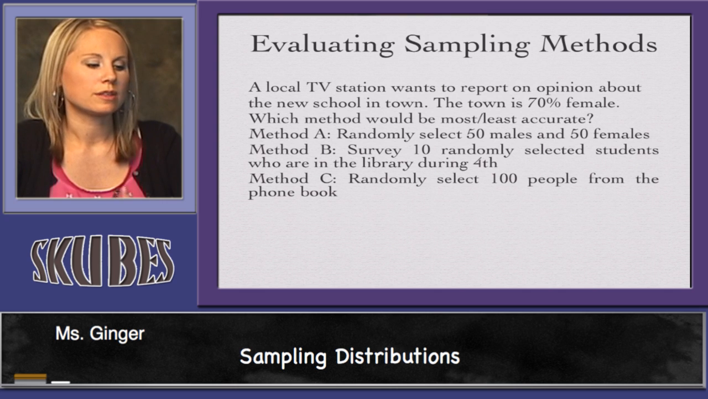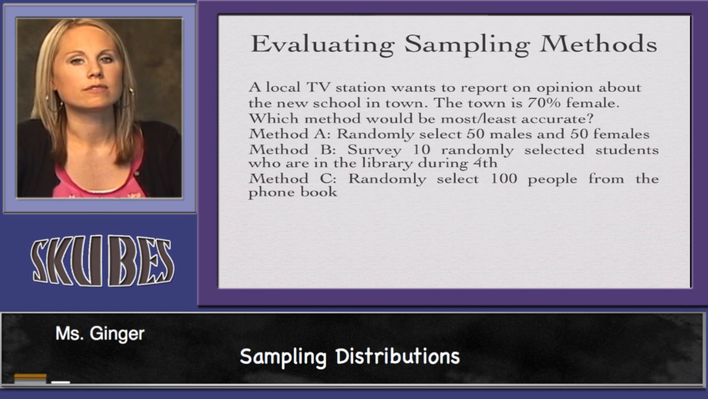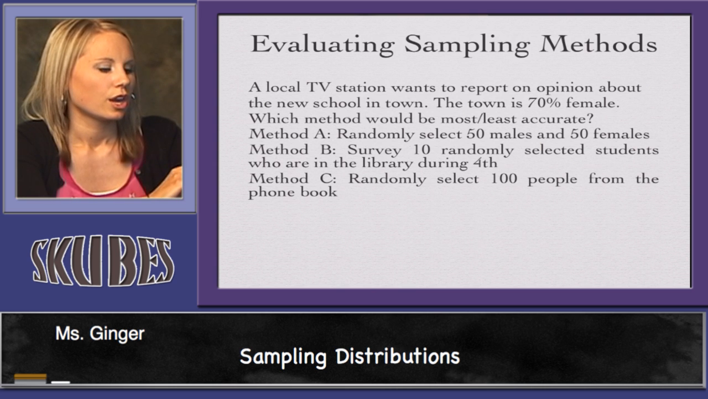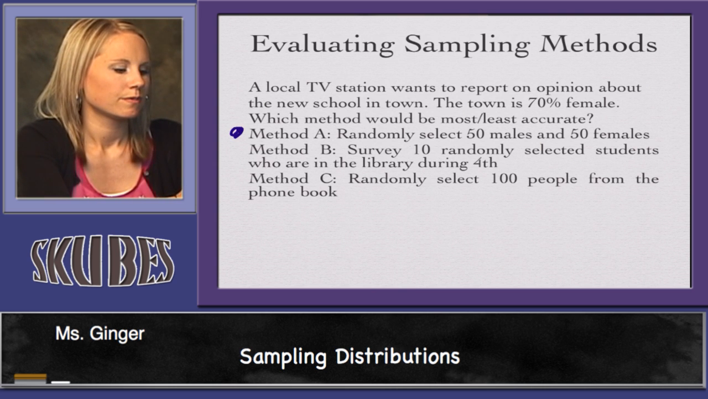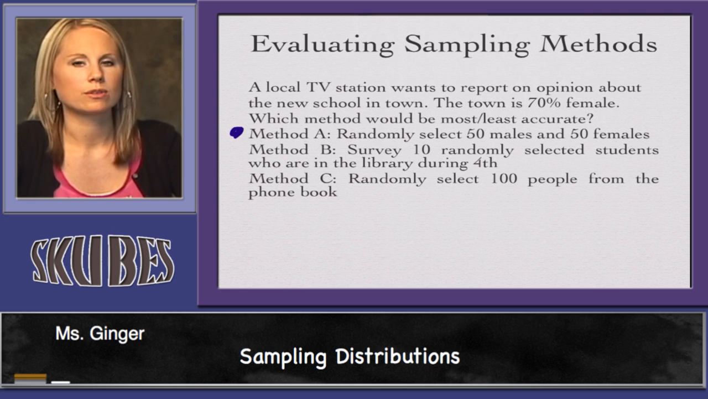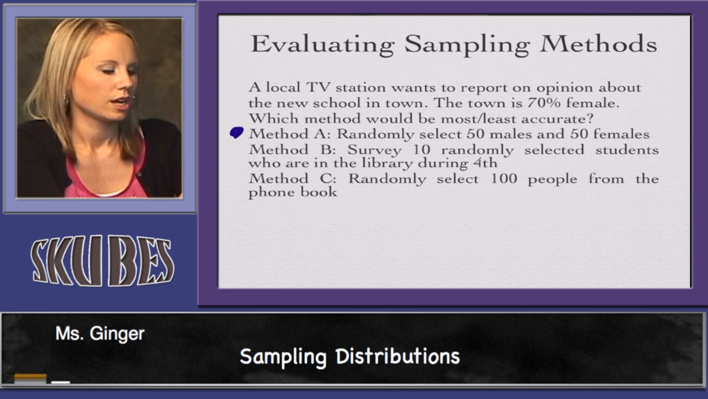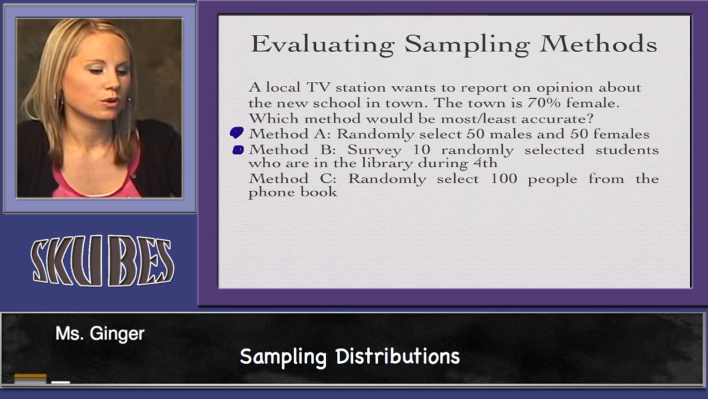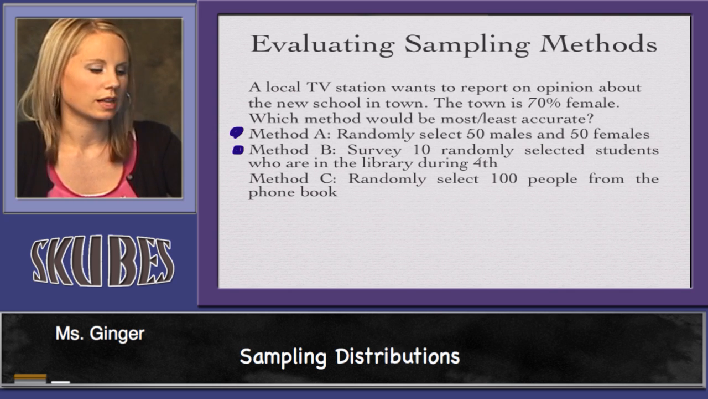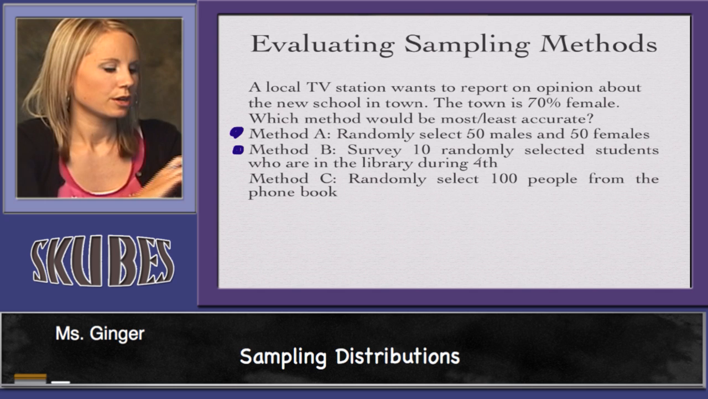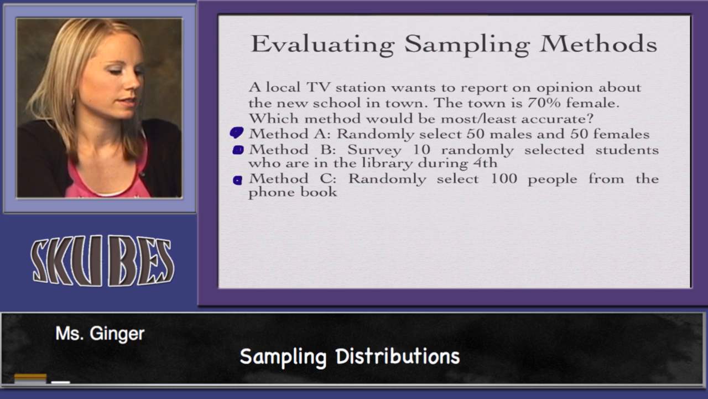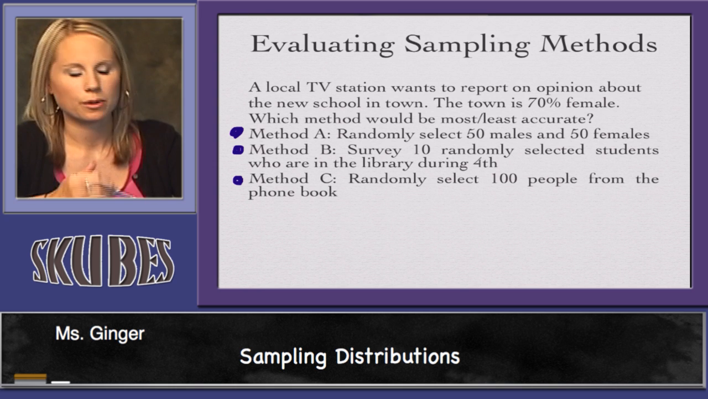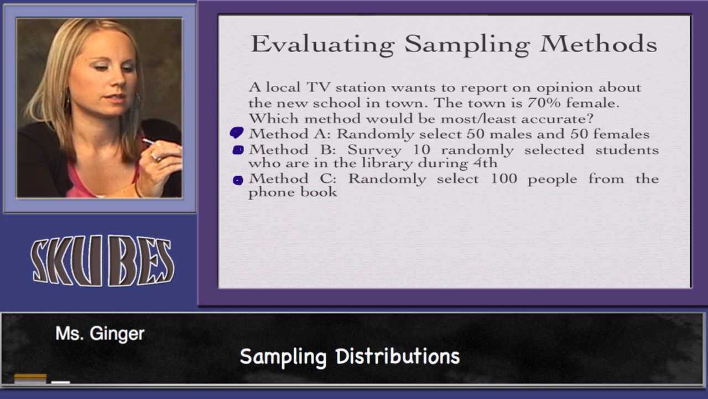Which method would be the most or the least accurate for collecting a report on the opinion of the new school? Should we use method A, randomly selecting 50 males and 50 females from the town? Do you think we should use method B, which is to survey 10 randomly selected students who are in the library at fourth period lunch? Or do you think we should use method C, which is selecting randomly 100 people from our phone book? So let's discuss these and see what we think.